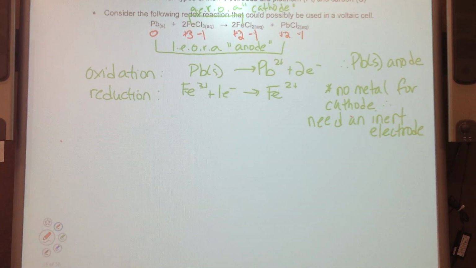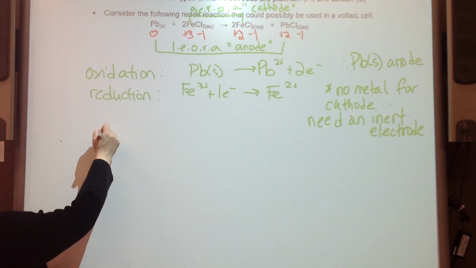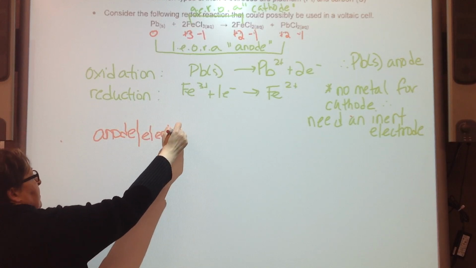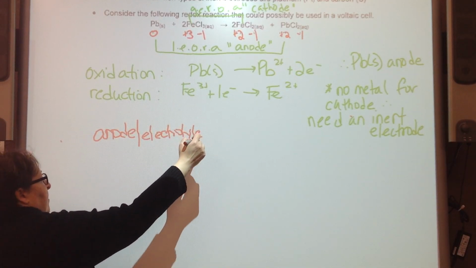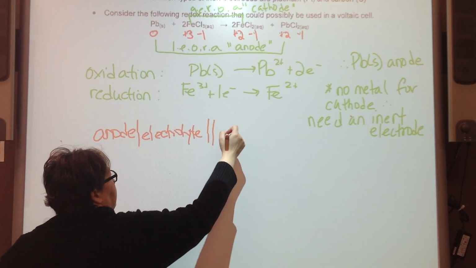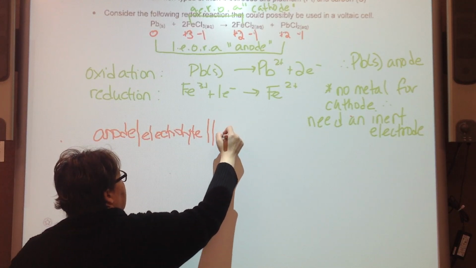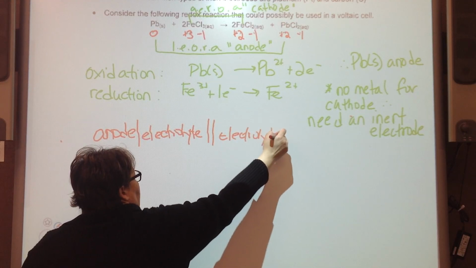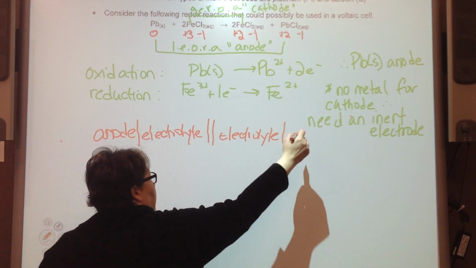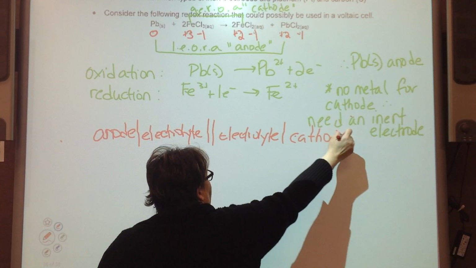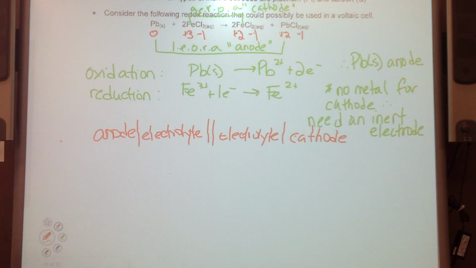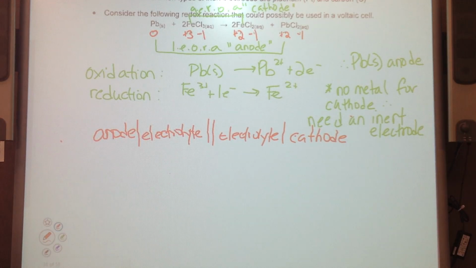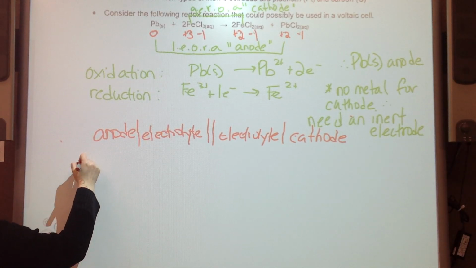So if I wanted to write this out as cell notation, we have anode, electrolyte, salt bridge or porous cup, electrolyte, cathode. So what do we see on the anode side? What is our anode? Pb solid.